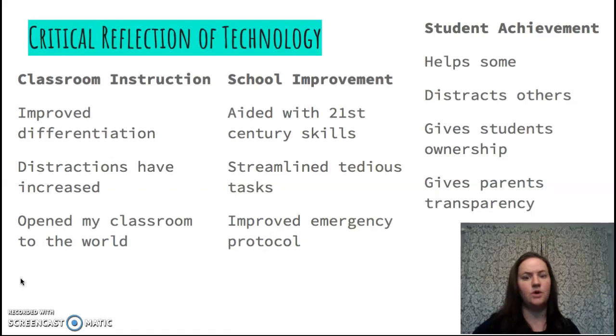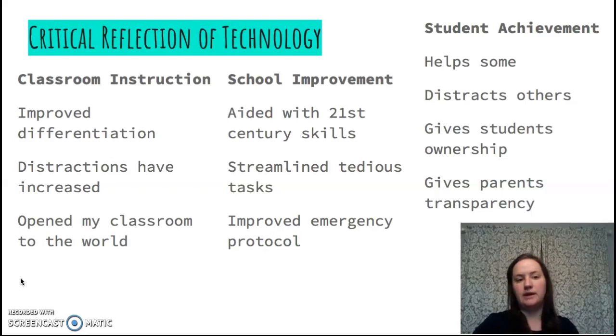It has also improved emergency protocol, having those emergency cards and having contact with the outside world. All that has severely helped with improving any emergency protocol that we have. So school improvement, safety-wise and as far as the day-to-day goings on of the office, has been greatly helped by technology integration.